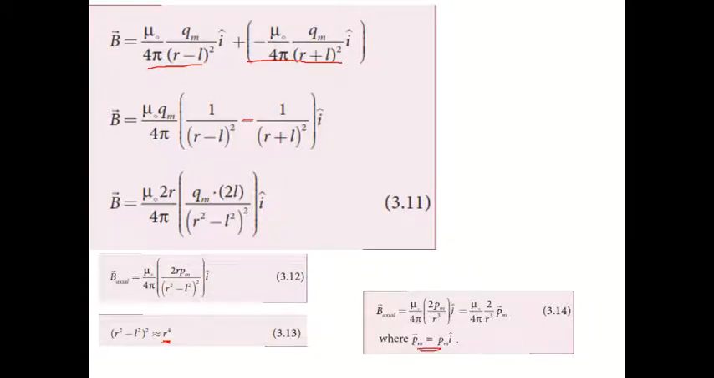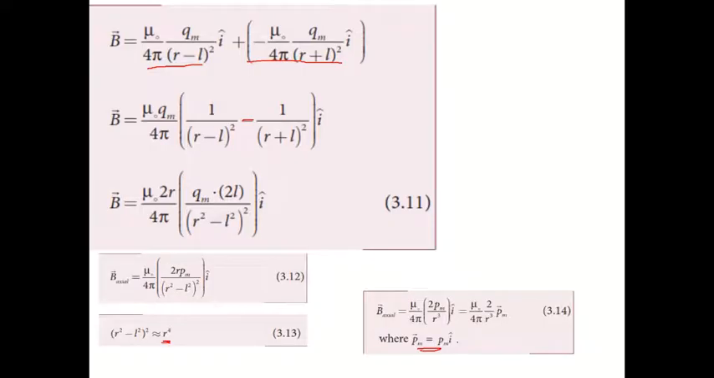So dipole moment will be equal to dipole moment into I vector. That's why they have mentioned just dipole moment PM. So this is the final equation. Mu naught into 2 divided by 4 pi r cube.